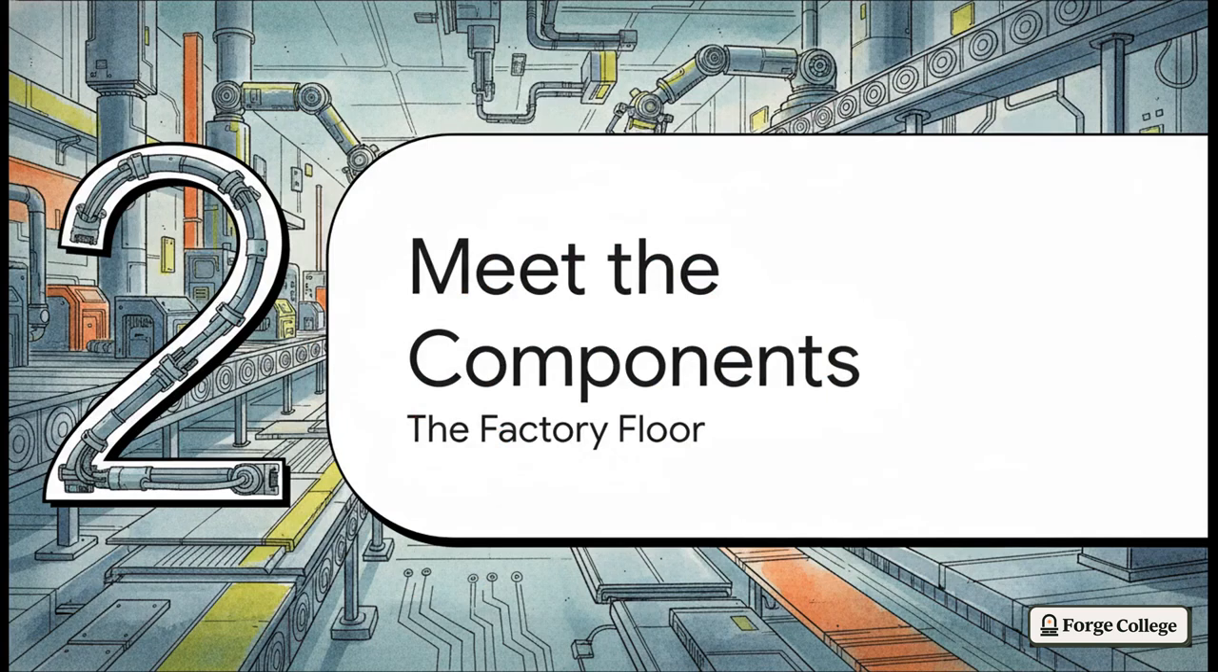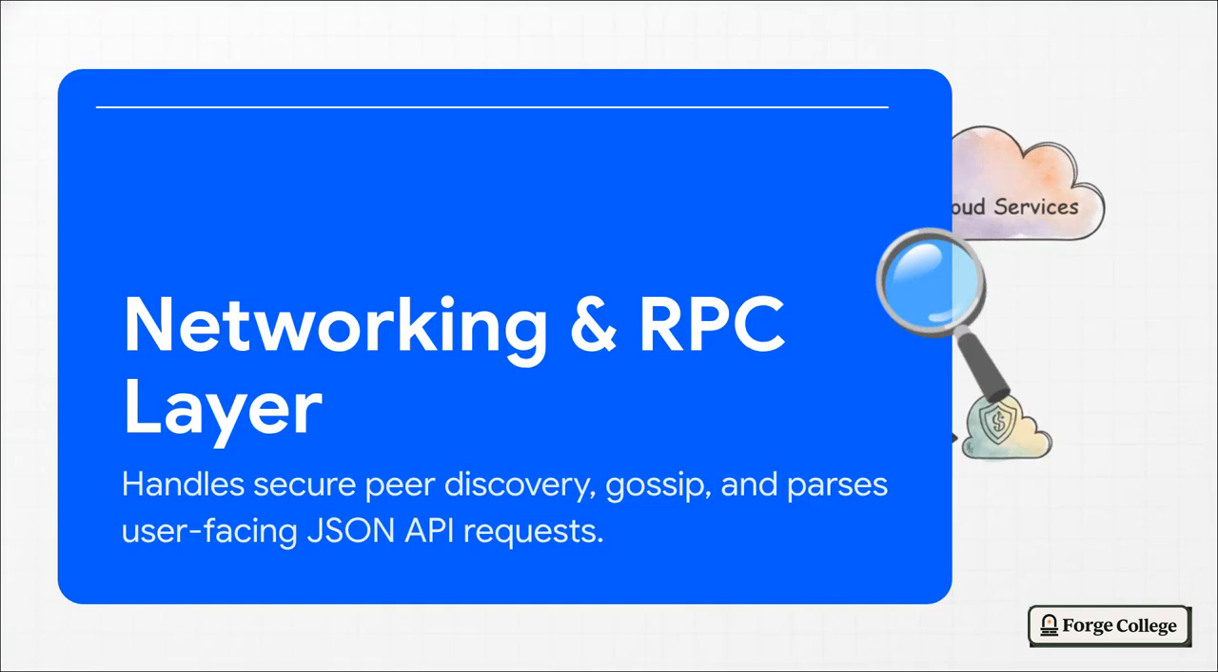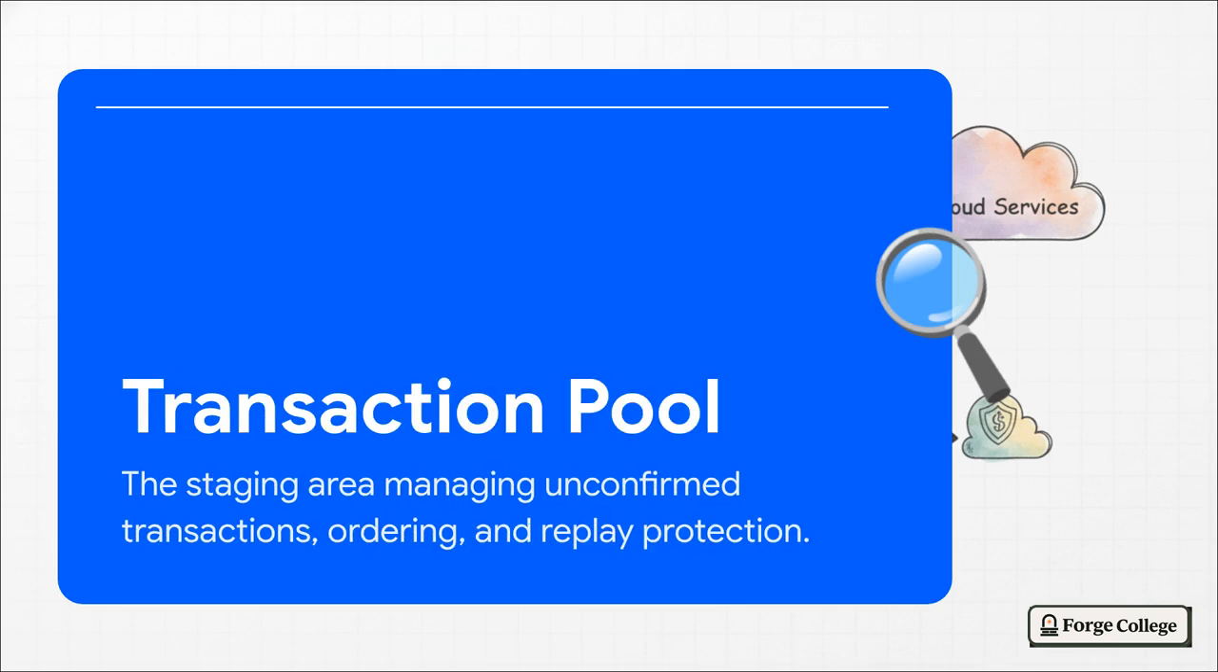Moving right along to Part 2. Let's step onto the factory floor and actually meet these core components. All right, so everything starts right here at the intake funnel. We call this the networking and RPC layer. Think of it as the shipping and receiving dock. It handles secure peer discovery, network gossip, and all those user-facing JSON API requests. It's out there parsing raw network frames, slapping on rate limits so the factory doesn't completely flood, and safely forwarding the valid requests inside.